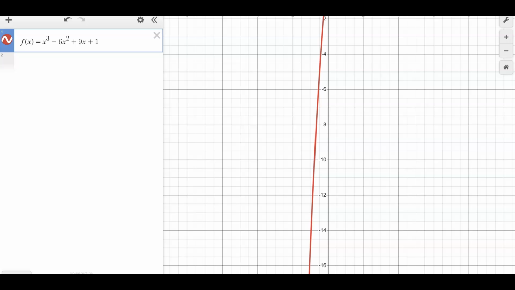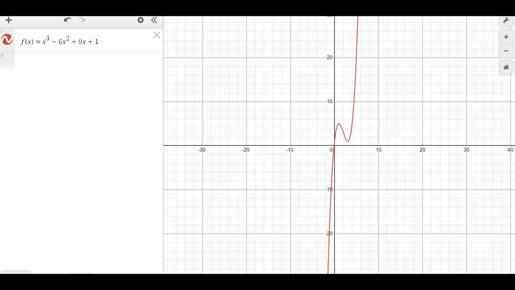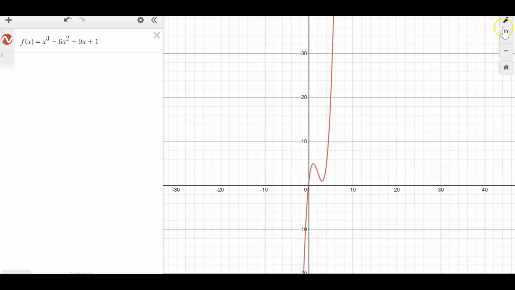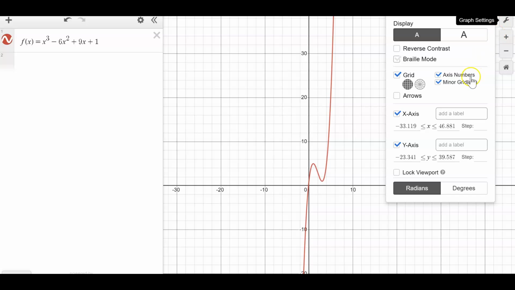So I have the function already graphed here on Desmos, but we want to make sure that we're paying attention to the interval which they asked. There are a couple different ways here. You can go to graph settings, and you can change the axes here. We want to change this to -5 to 5, so we're looking at the exact same window that they mentioned in that problem.